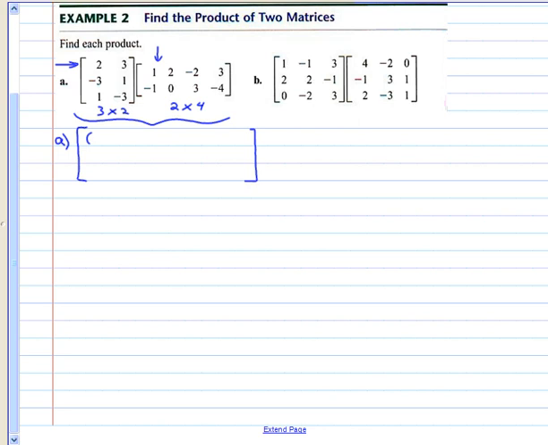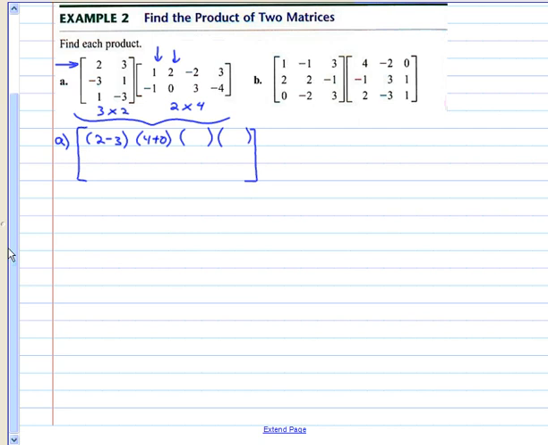What's 2 times 1? 2. And then what's 3 times 1? Negative 3. That will be our first row, first column answer. Stay with the first row and move over. 2 times 2. First number times first number. 2 times 2 is 4. 3 times 0 is 0 plus 0. There's my second column. First row, second column. Now we're going over to, we'll have a third column, then we'll have a fourth column. Have to squeeze it all in.